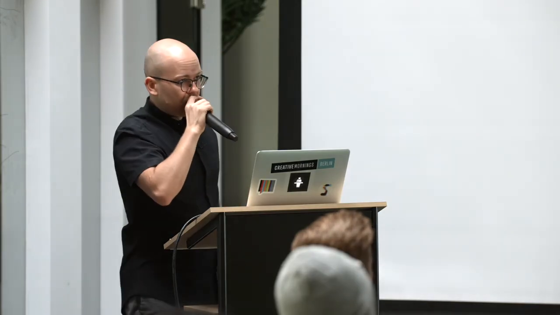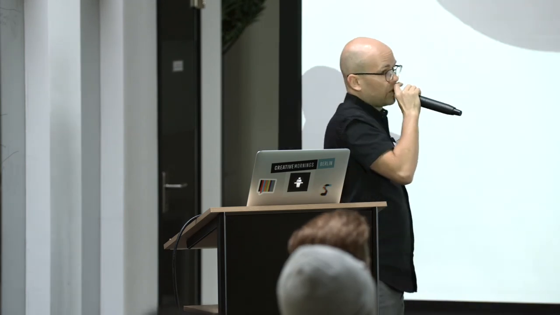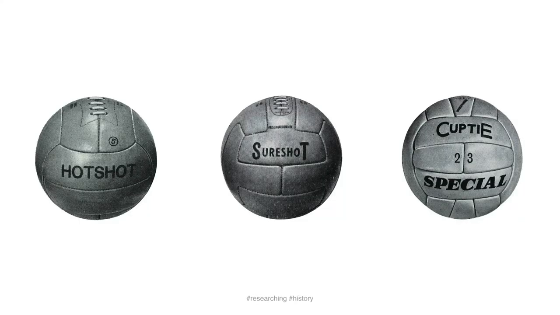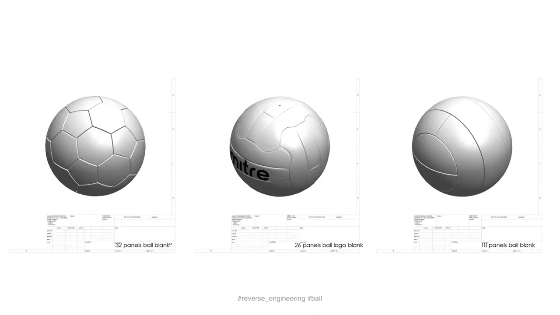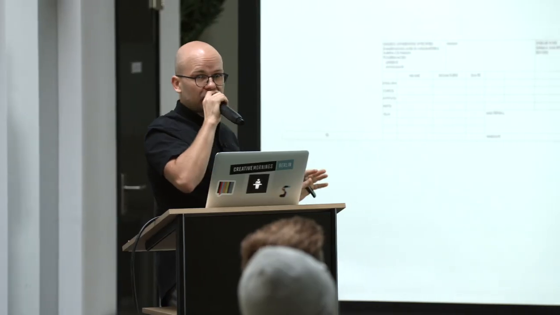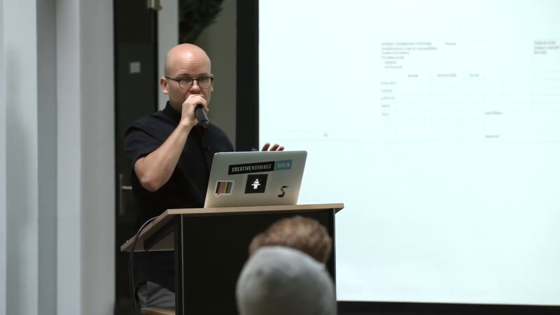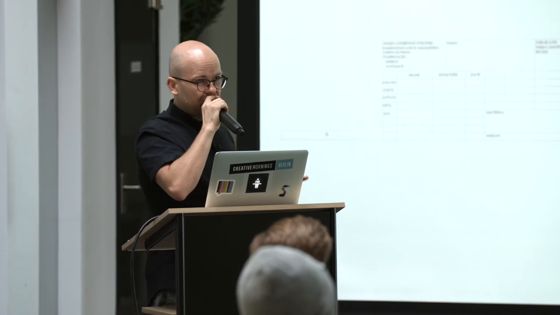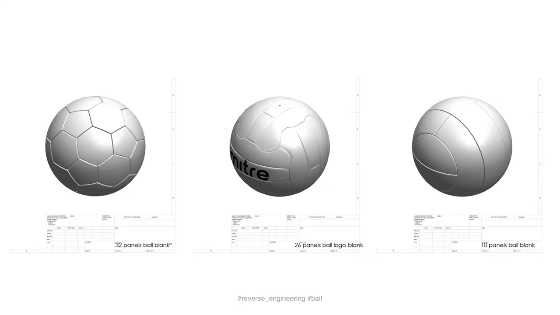Another project would be something more realistic, which is a football ball for Mitre. It was done also a number of years ago. This project I started from collecting and researching the history of the brand. The next step would be to reverse engineer balls. And I should tell you guys, if you haven't tried to build a ball in 3D, you should try it out, especially this one, the 32 panels one. This is a challenging thing.